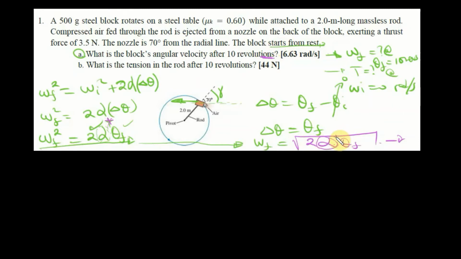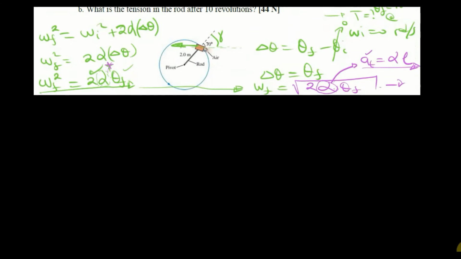To get alpha, we will need to use the following relationship: tangential acceleration is equal to alpha multiplied by the radius of curvature, which is the length L. And how do we get At? We get this from summation of forces in the tangential direction. That will give us our At. Okay, that's enough summing up the problem.